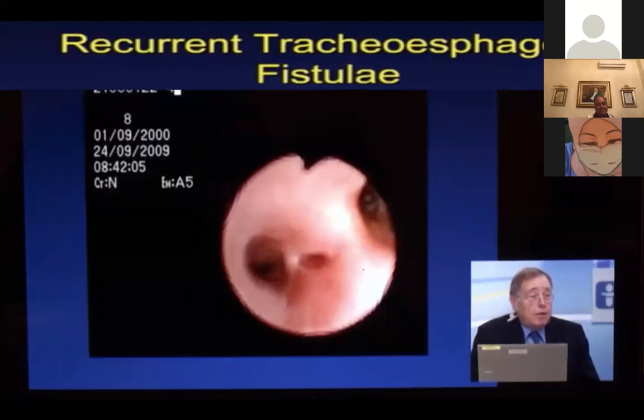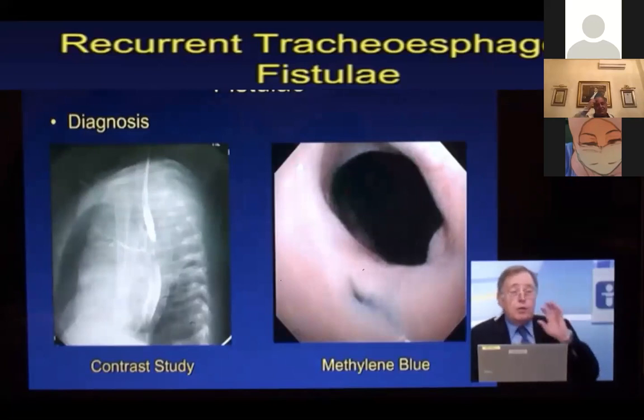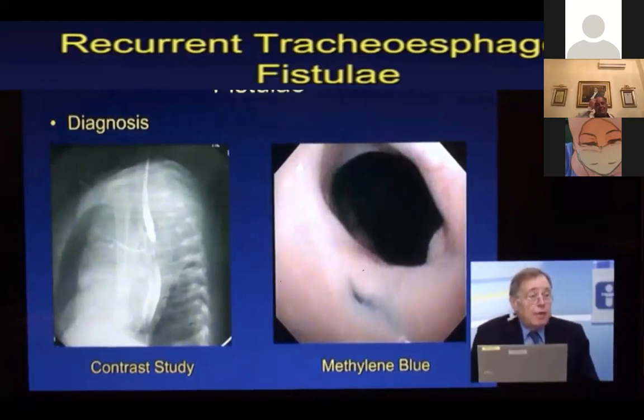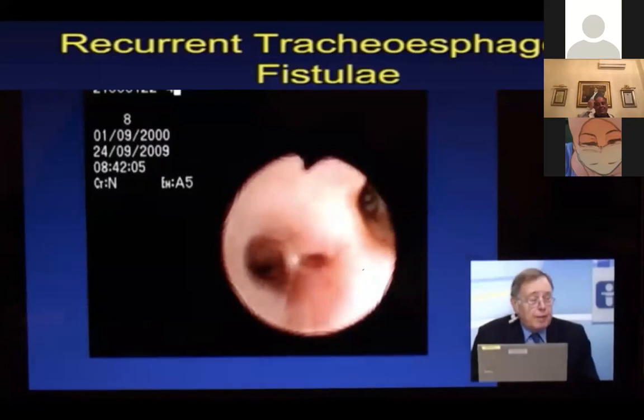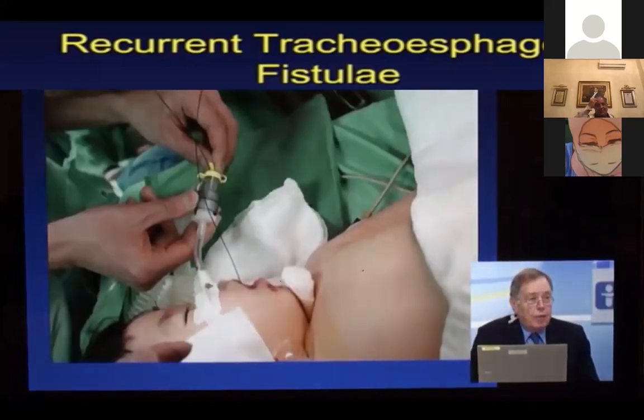Here's an example. Can you go back to that last one? Here's a very pretty picture of methylene blue, and it's not a huge gush coming through a fistula. On my right, you're seeing the esophagoscopy with the blue coming in. On the left, you see the contrast study showing a recurrent fistula. Go ahead, next one. Here's the pit of a recurrent fistula, as you see there. Here's another recurrent fistula. I'm going to run through these quickly. I don't want to spend a lot of time.